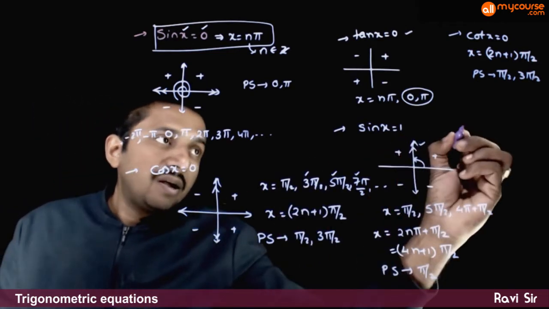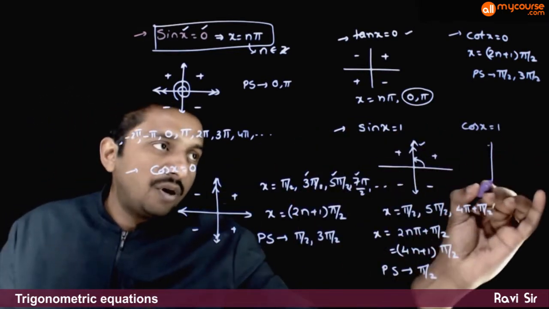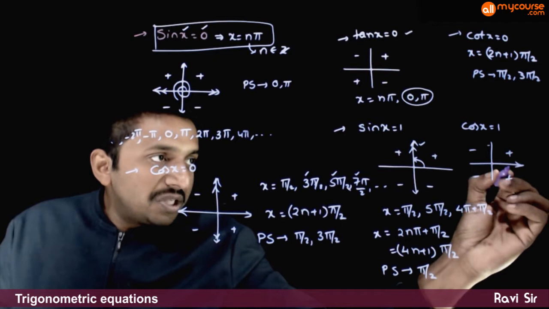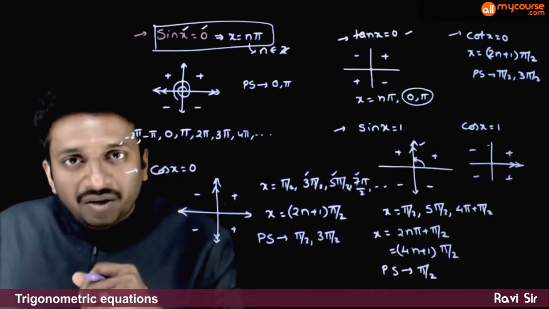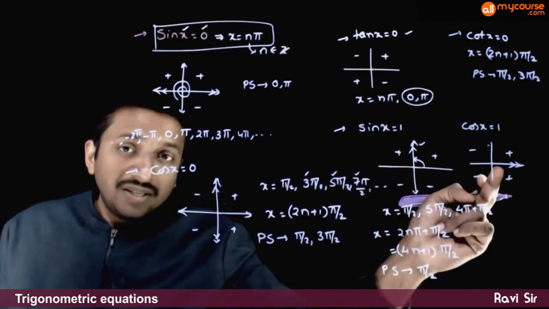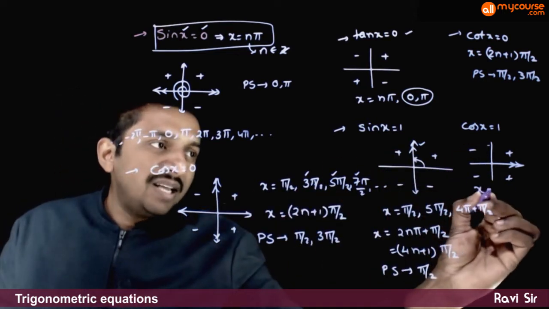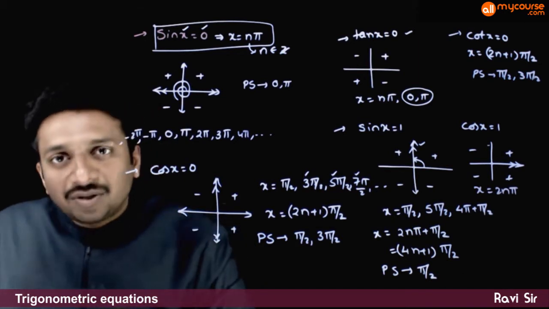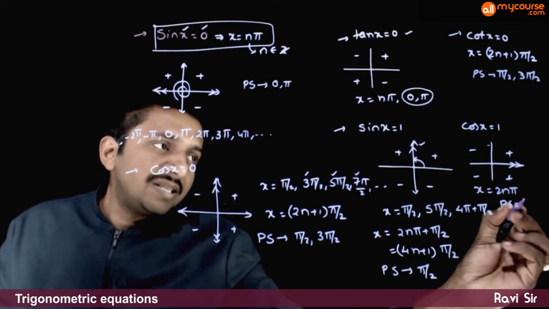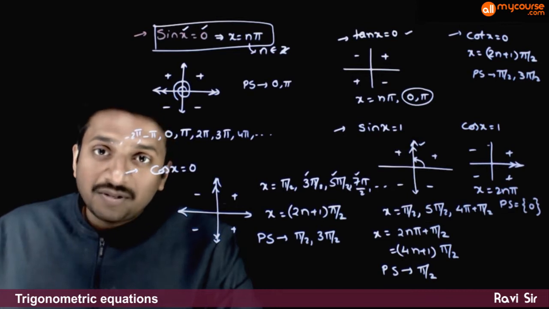So next, let us look at cos x is equal to 1. So where will cos x be equal to 1? If you draw the quadrant diagram, plus, plus, minus, minus. So this is the position where cos x is equal to 1, cos 0 is equal to 1, and here it is minus 1. So you have only one position again. So 0, 2 pi, 4 pi, 6 pi, and so on. So x is equal to 2n pi is the general solution for this. And what is the principal solution? So principal solution is just the angle 0. You won't have any other principal solution for this.